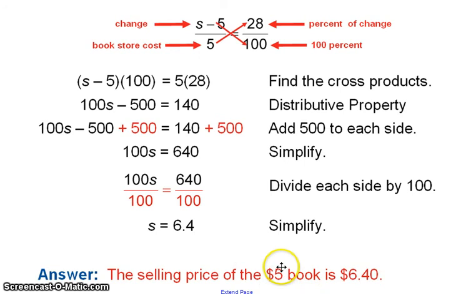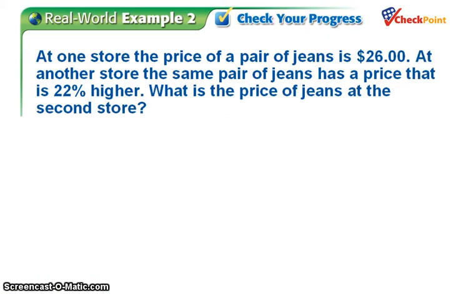So they started at $5. That's what they bought it for, and then they're going to sell it for $6.40. Okay. Why don't you use that example and try and set up this problem right here? Okay. 26 is going to be your original amount, okay? So go ahead and pause the video and try it.